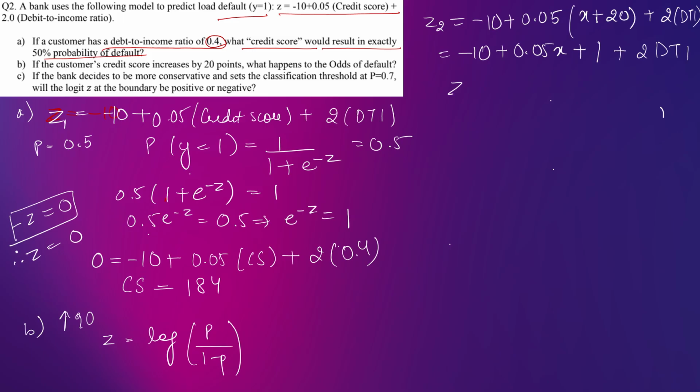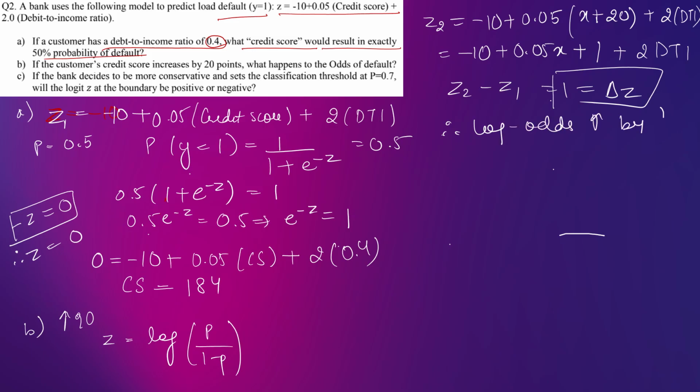Now, if we calculate z2 minus z1, it will come out to be 1, that is equal to your delta z. Therefore, log odds increased by 1. e to the power delta z is equal to e to the power 1, which is equal to 2.718. So what happens to the odds? They are multiplied by e to the power delta z, which comes out to be 2.718.